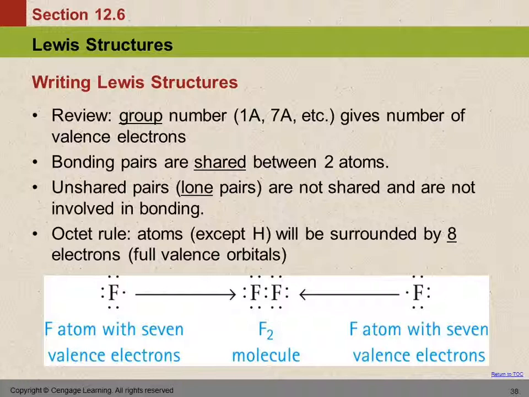So let's look at fluorine. Fluorine is in group 7A, right? It has 7 valence electrons. So we draw the element symbol in the middle and 7 dots around. Now just by convention, and there's some other reasons for it too, we draw the electrons on the top and the bottom and the left and the right.